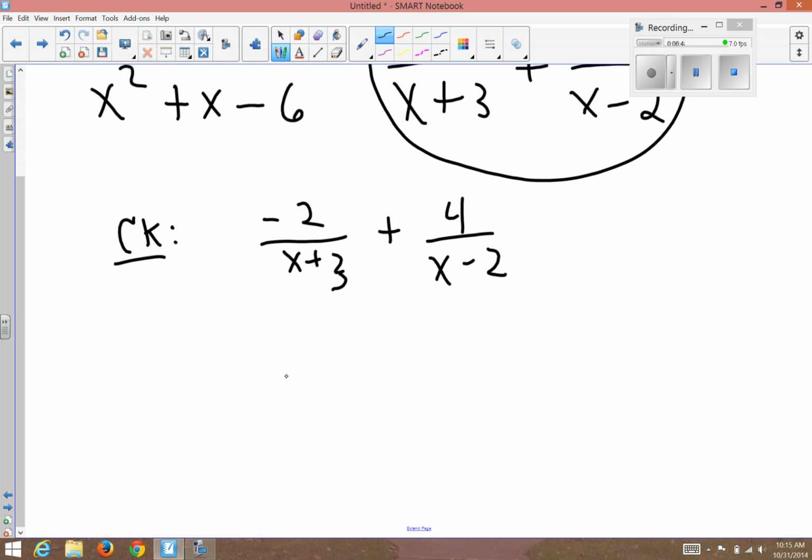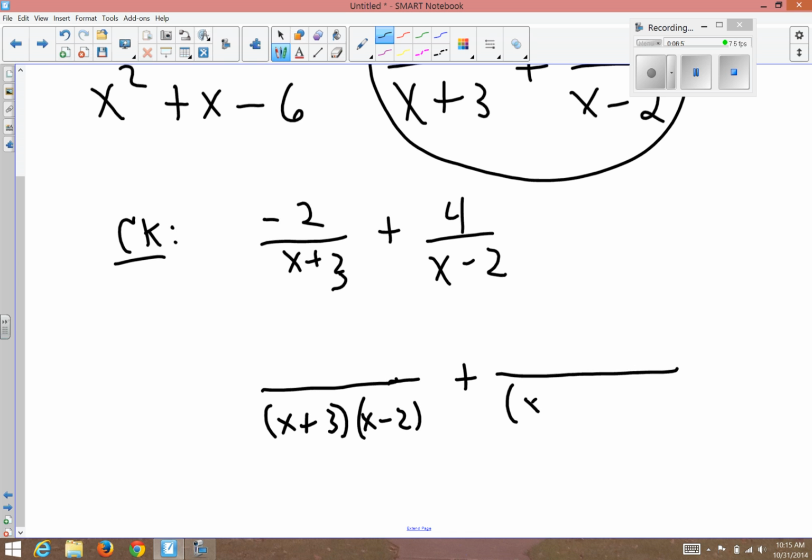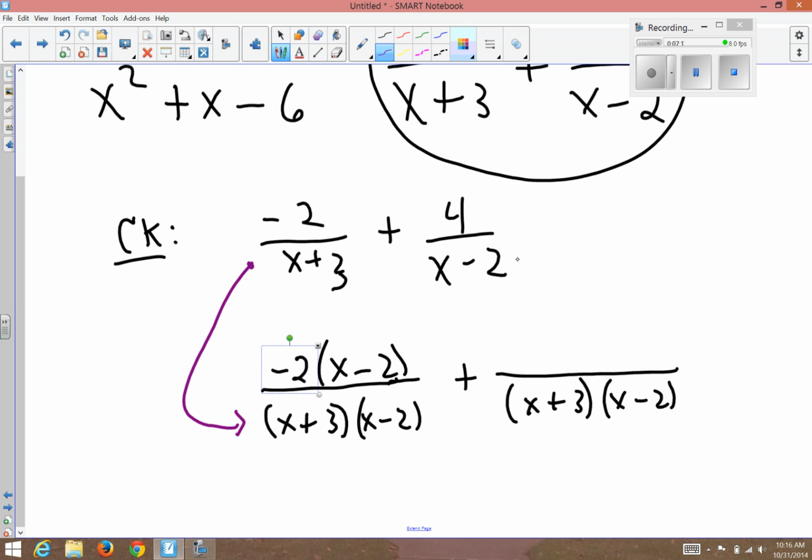The common denominator of these two fractions is x plus 3 times x minus 2. It's the same denominator for both. It has to be in order to add them. What did I multiply to this denominator to get the common denominator? Whatever I multiplied to the bottom, which is x minus 2, I have to multiply the numerator by the same thing. What did I multiply to this denominator to make it the common denominator? Whatever I multiplied to the bottom, the x plus 3, the top has to be multiplied by the same thing.